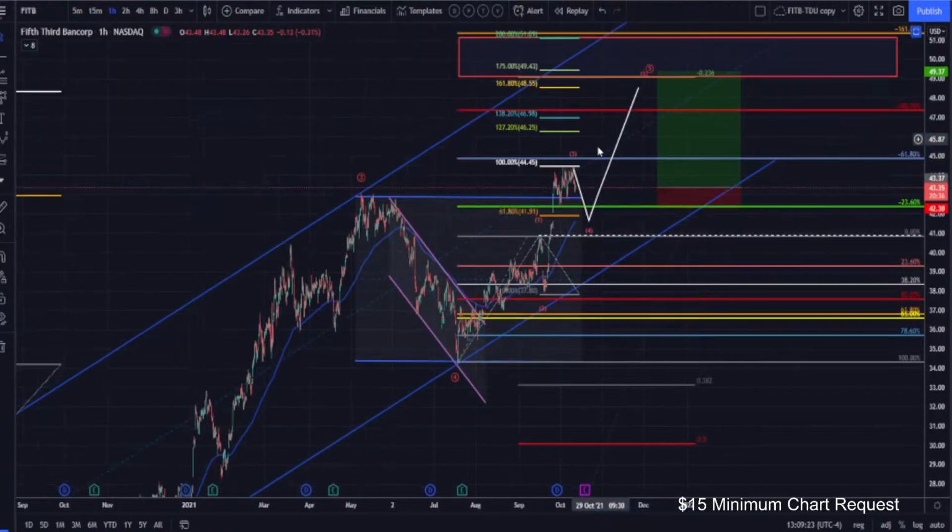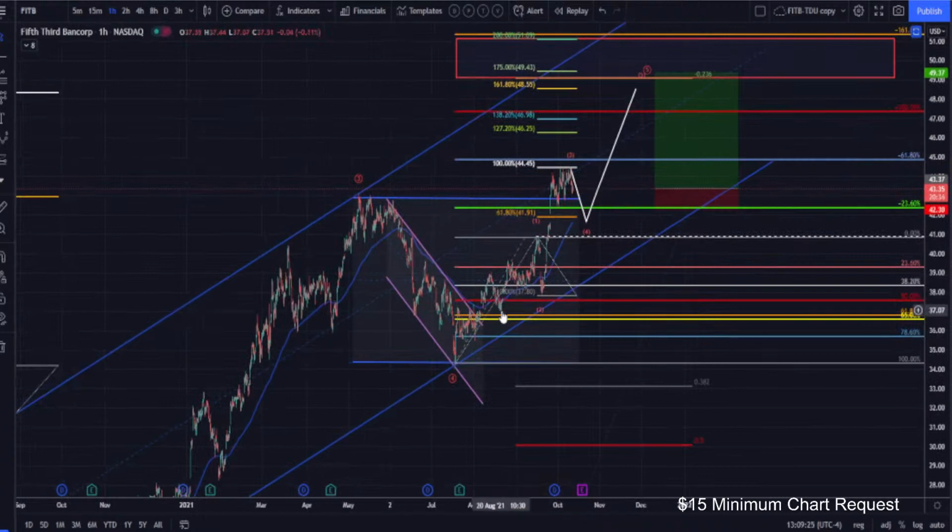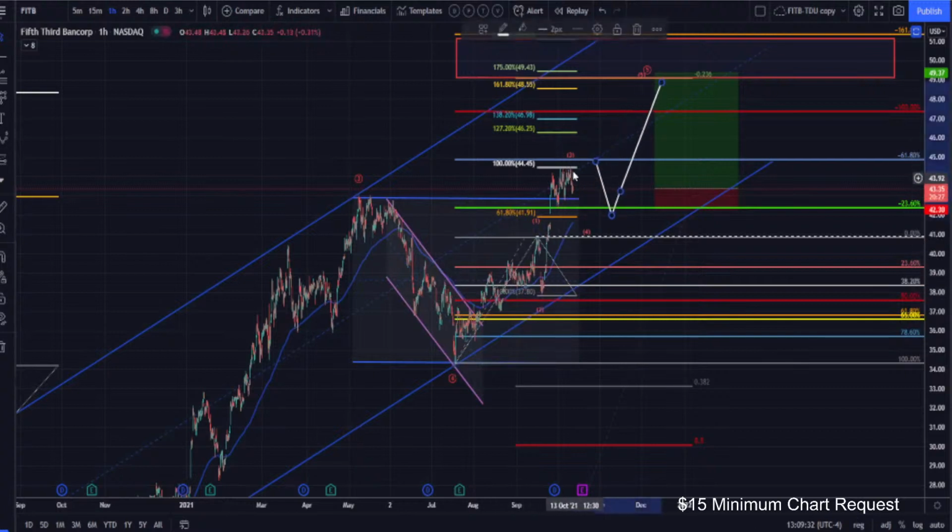Because then you're back here saying, oh, okay, maybe I've got this count wrong. Maybe this is an A, B, C, some sort of an expanded flat. You don't have to go there yet until you see what happens next. If it comes down and retraces, you buy that, right? And you could certainly do it with calls. Right? Let the calls lose some value.